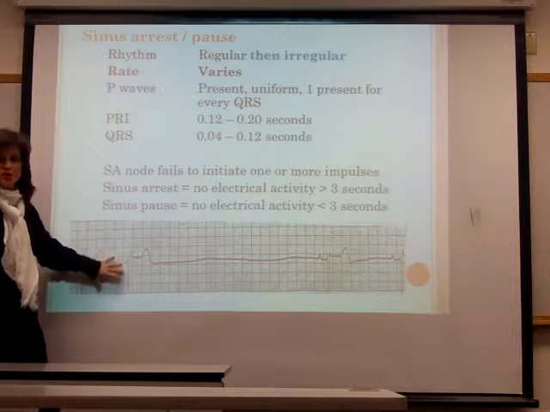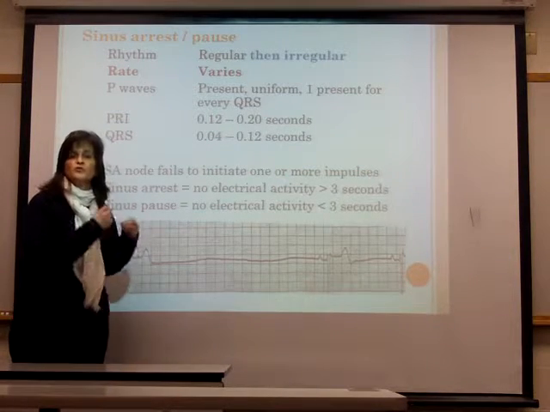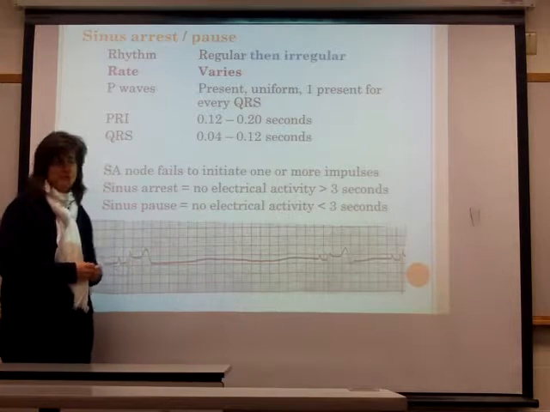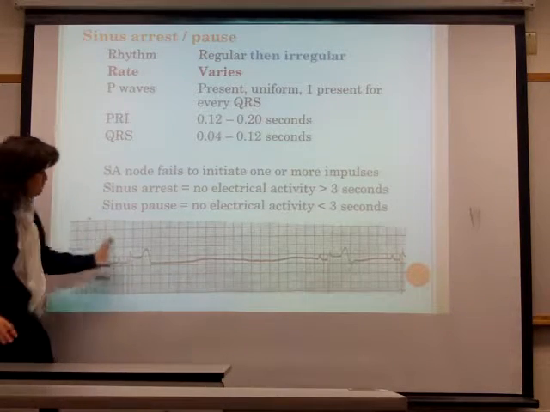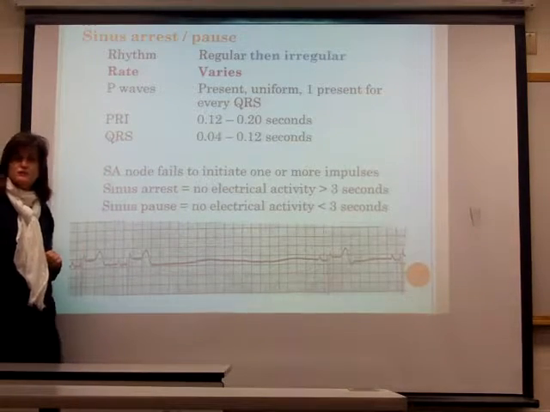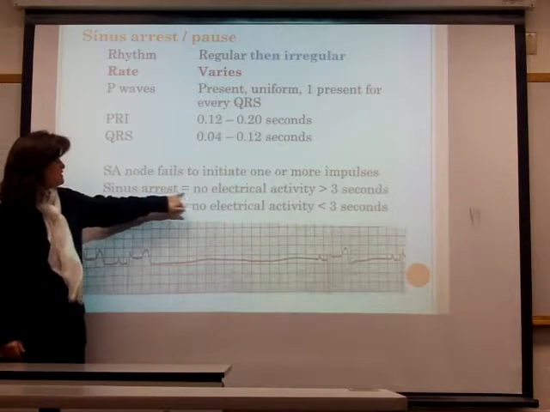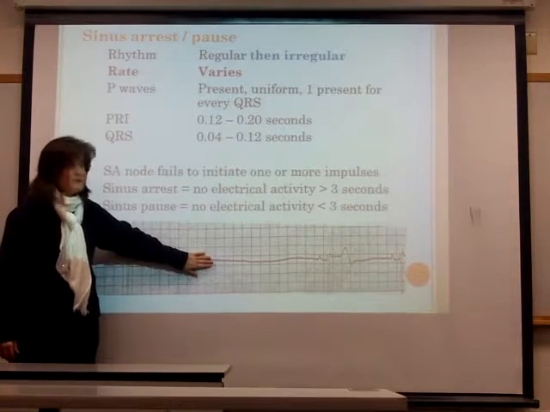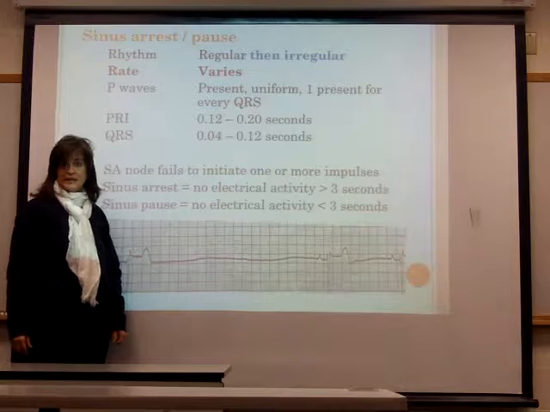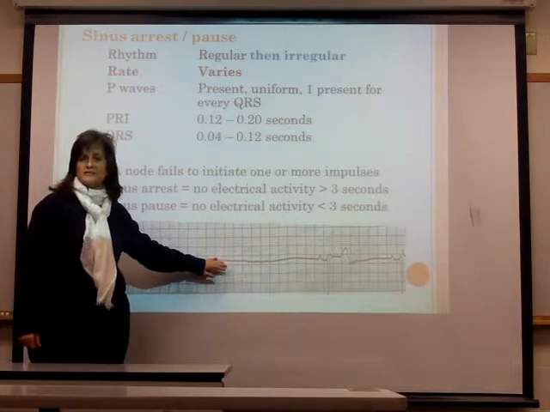Once you've determined the underlying rhythm, and on an exam I will give you a clear one where you can easily determine it, then you've got to address this anomaly. And this anomaly is either a sinus arrest or a sinus pause. What determines the difference is that a sinus arrest means no electrical activity greater than 3 seconds in length. Sinus pause is no electrical activity less than 3 seconds in length.